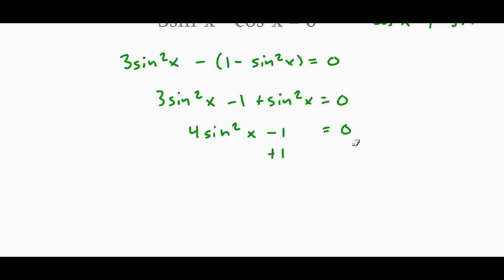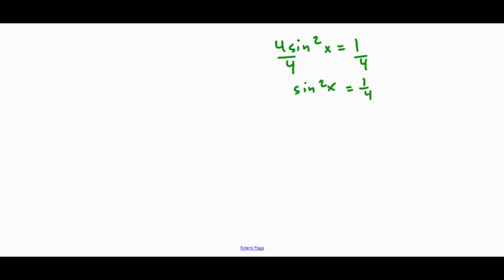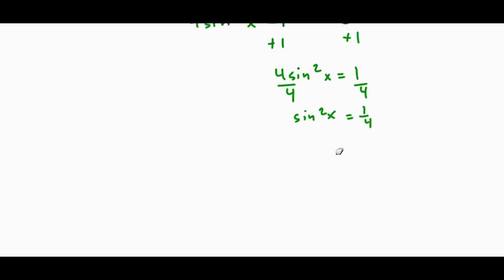Just combine my terms. Then I'm going to isolate like in the previous step. So I add 1 to both sides. So I have 4 sine squared x equals 1. Divide both sides by 4. So I get sine squared x equals 1/4. Now again, like on the previous slide, I have a square root. So I have a squared, so I'm going to use the square root. Now like before, I'm going to include a plus minus. So what I'm left with is sine of x equals plus or minus 1/2.